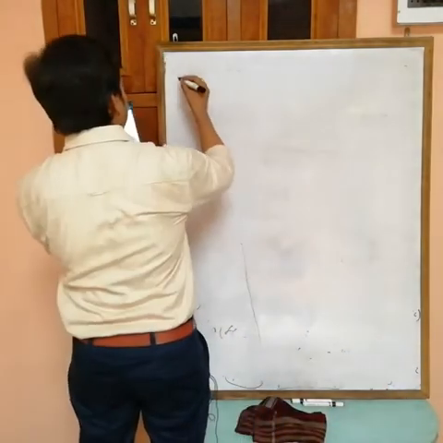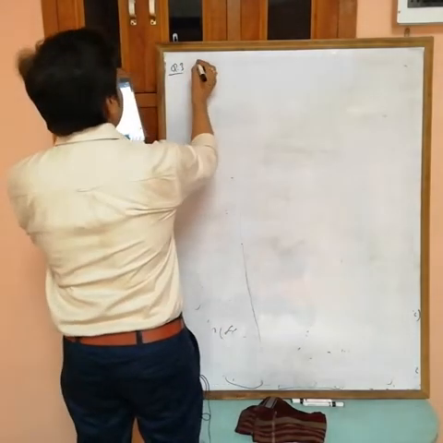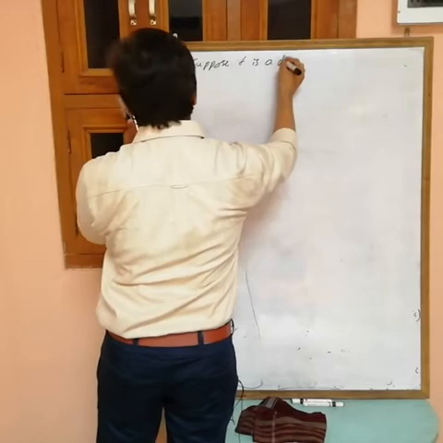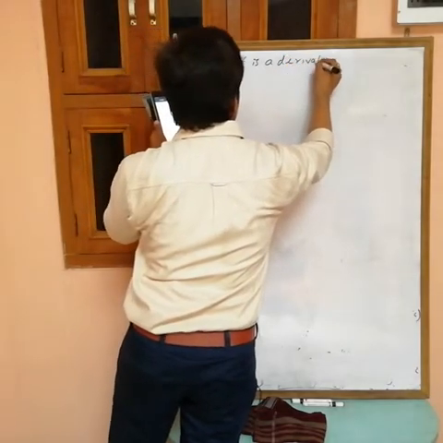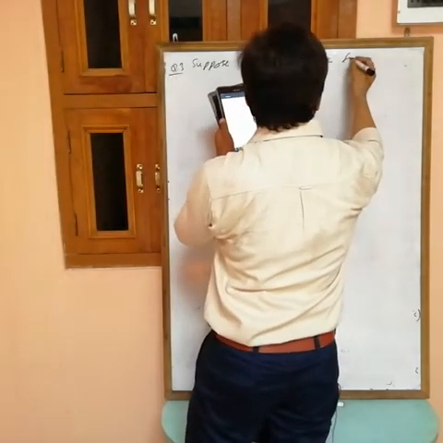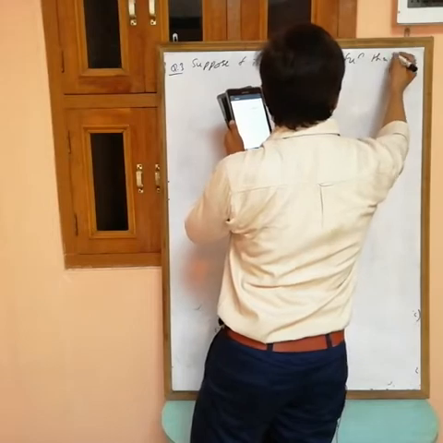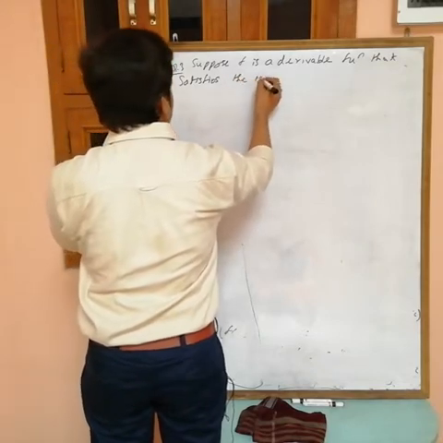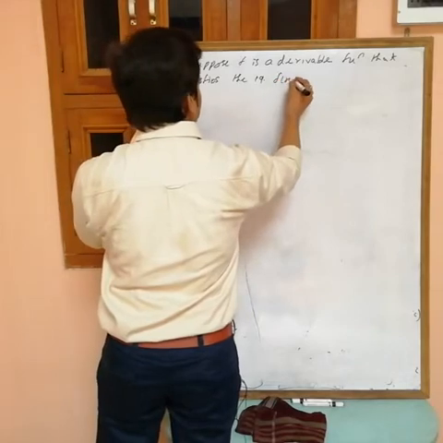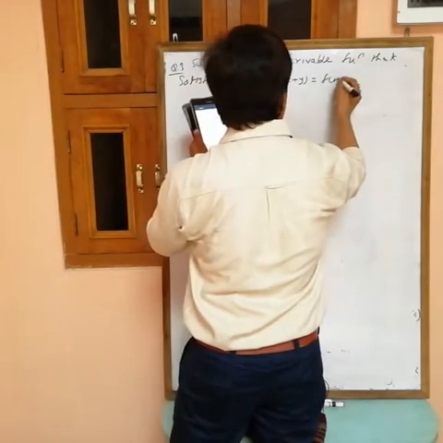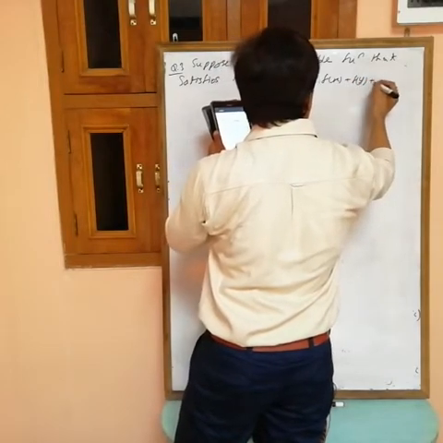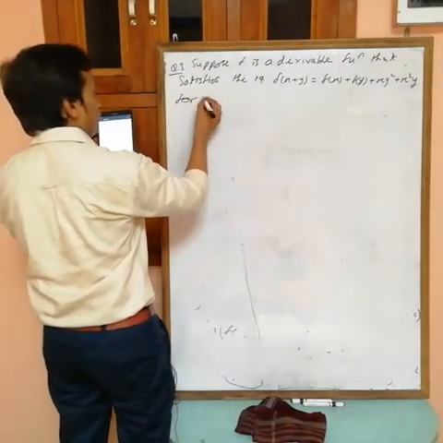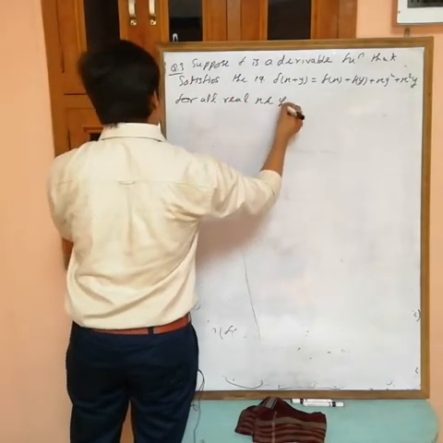Next, suppose f is a differentiable function that satisfies the equation f(x+y) = f(x) + f(y) + xy² + x²y, for all real x and y.